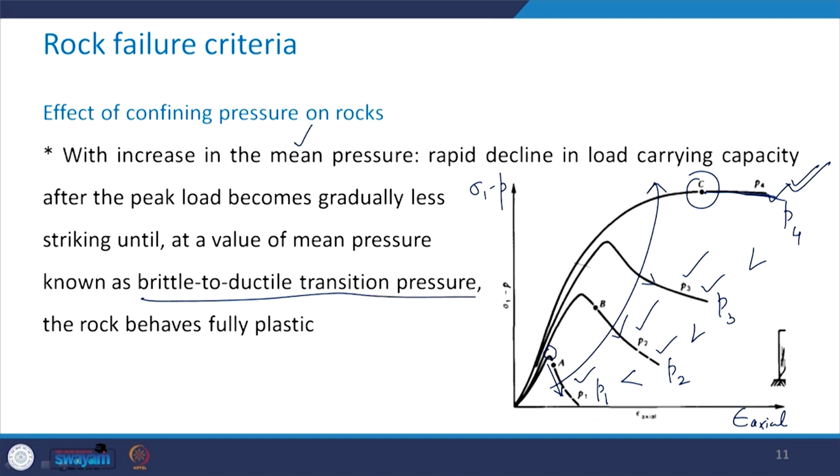That means that the same rock can behave as brittle as well as ductile depending upon the value of the confining pressure at which the test on that specimen has been conducted. Now the question comes, what can be the value of this transition pressure, or at what value of the confining pressure the material will start behaving from brittle to ductile?